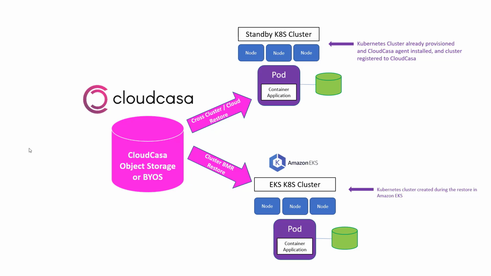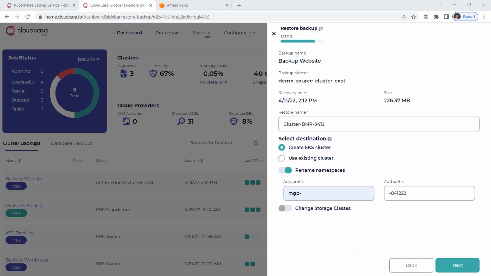So just something to keep in mind, but remember, you still have the option of performing cross-cluster, cross-cloud restores to pre-configured Kubernetes clusters if you want to have that mobility of moving your application around. Since we've covered the topic of creating a backup and restore job in the previous video, I'm just going to highlight the differences for a cluster BMR. To do a cluster BMR, you're going to need to define a restore job just as you did with the cross-cluster restore, but this time you're going to select Create EKS Cluster when selecting the destination.